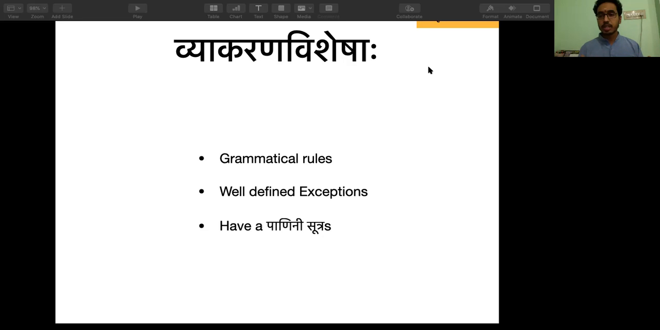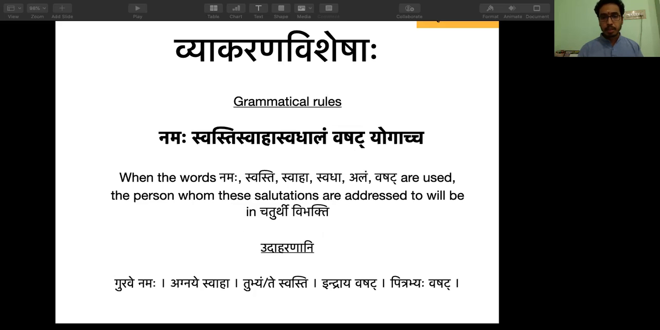The number of Vyakarana Visheshas are innumerable. So you cannot tell that, okay, there are only 50 Vyakarana Visheshas, there are only 100 Vyakarana Visheshas. It is enormous. But from the exam point of view and from your Tritiya point of view, I have selected some important and necessary Vyakarana Visheshas, which you will most commonly encounter in your exams. So I will discuss them one by one now. First is grammatical. So first we'll see some grammatical rules, then we'll go to the exceptions.